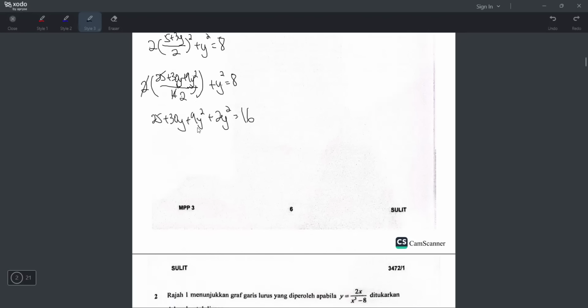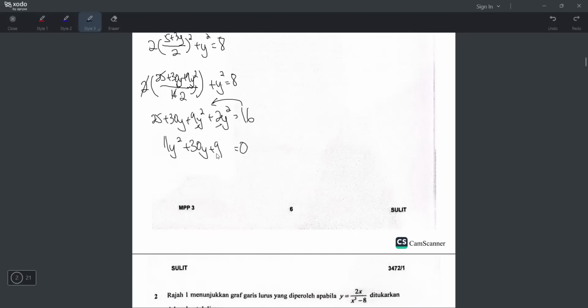Okay, now you can see the equation got y square. So this is definitely a quadratic equation involving y, right? So I will susun dalam general form and then solve using the quadratic formula. Because they say give answer in 3 significant figure, right? 9y square plus 2y square is 11y square plus 30y. And then the 16 have to come here because general form must equal 0. 25 minus 16, that's going to be plus 9, right?